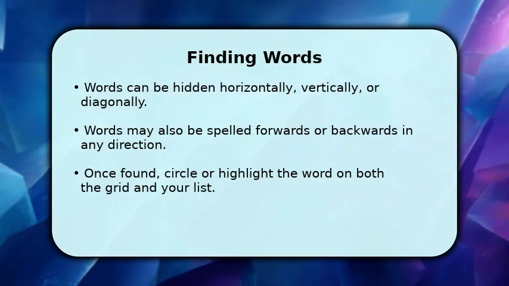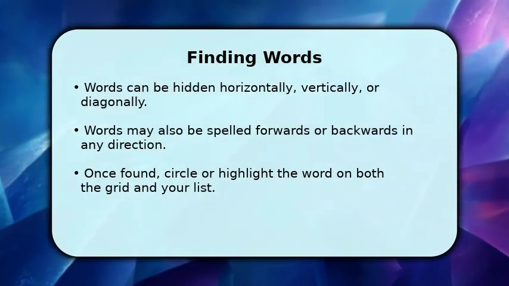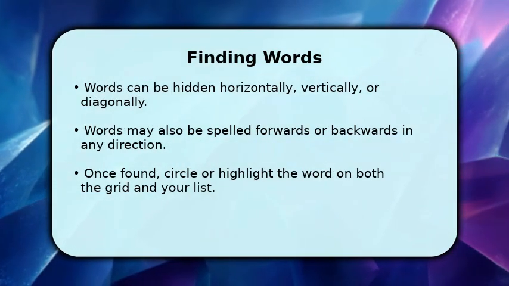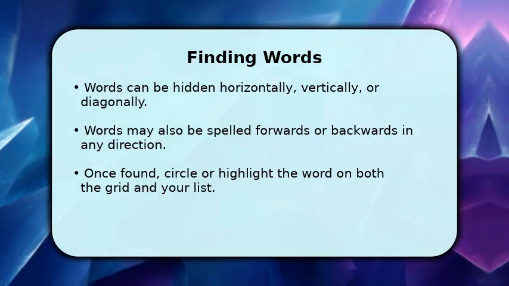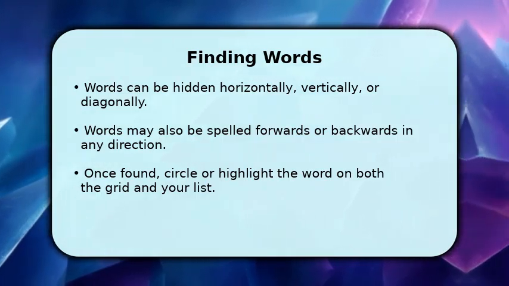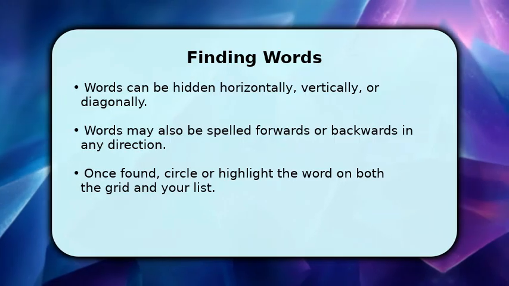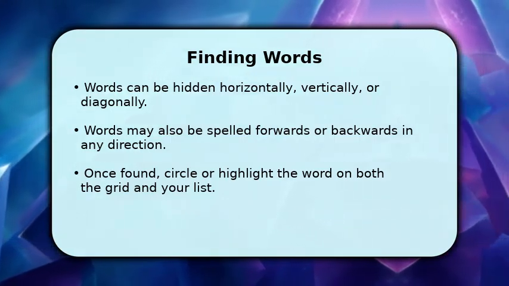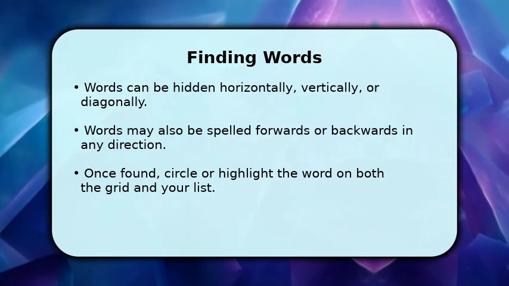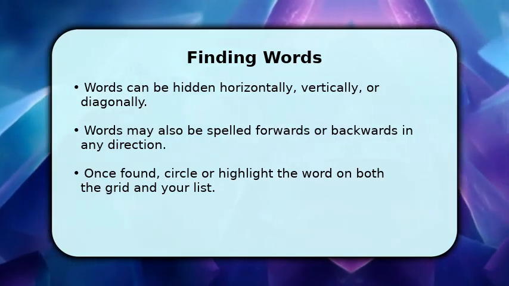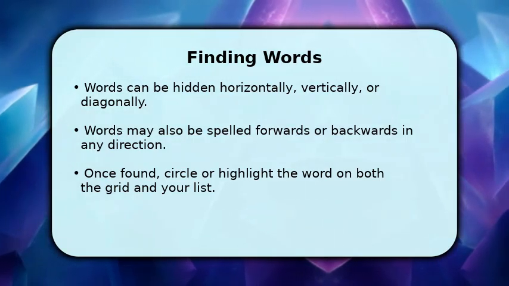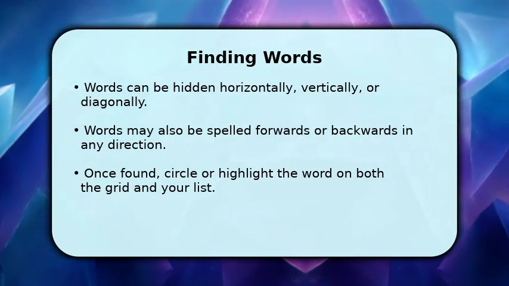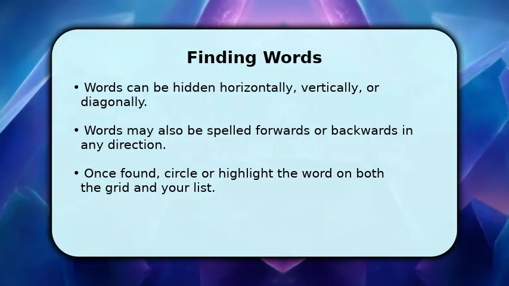Now let's dive into finding those elusive words. Words can be hidden in 8 different directions: horizontally, vertically, or diagonally. Importantly, they can also be spelled forwards or backwards within any of these directions. For example, a word might read from left to right, right to left, top to bottom, or bottom to top. When you spot a word, clearly circle it on the main letter grid and then cross it off your personal word list.